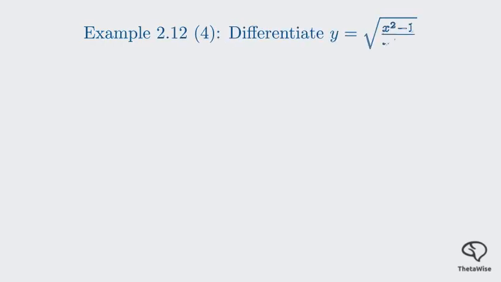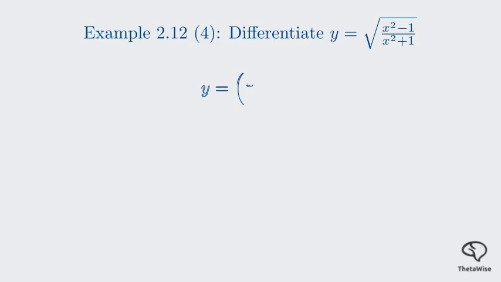We want to differentiate y equals the square root of the quantity x squared minus 1 divided by x squared plus 1. This problem combines a power rule with a quotient rule. A good strategy is to rewrite the square root as a 1/2 power. This makes it a composite function.